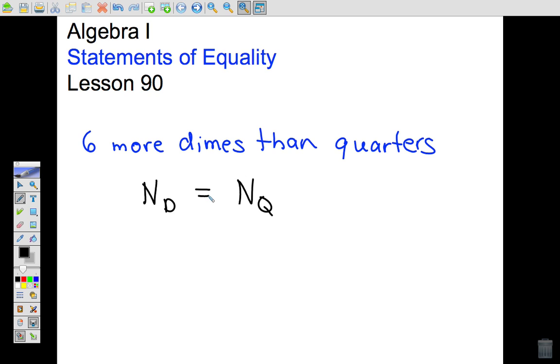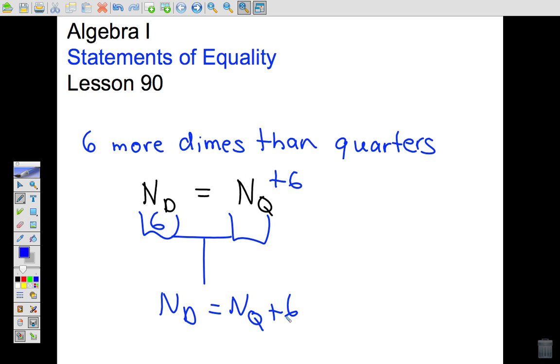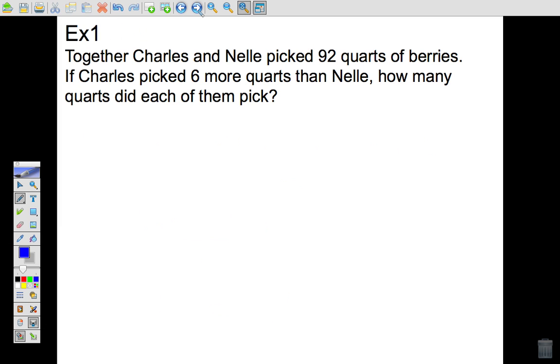Now, the way we've described this is, think of this as a science balance. And it says that there's 6 more dimes, so maybe there's 6 more ounces on this side. So the right side of this balance is way lower than the other side. Now, how do we balance this out? Well, I'd have to add 6 over here. I'd have to add 6 ounces or whatever the weight is. So really, our equation here would be ND equals NQ plus 6. And really, this is what we're dealing with, except it's just different topics. So let's take a look at example 1.